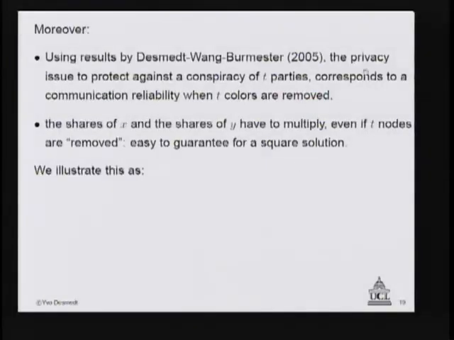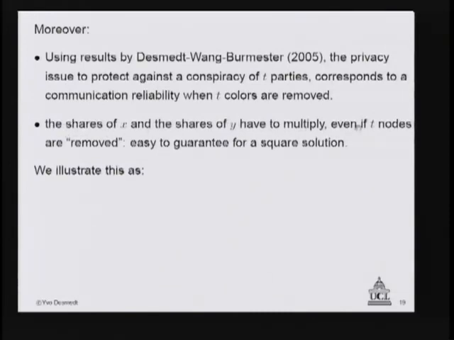So from that it follows that the privacy issue, so how to guarantee that a conspiracy of T parties don't learn anything else than just the output, corresponds to a reliability issue in communication, but not a reliability against active adversaries, but a reliability against the removal of these T colors. Okay? And then once you see that, everything is much easier to express in this reliability issue than in the privacy issue, and you can abstract all this away, which makes it much easier to think about that.